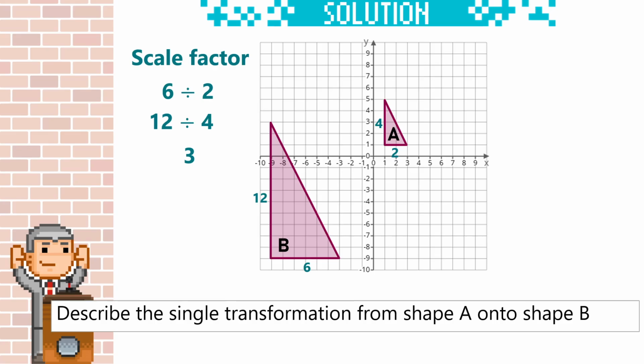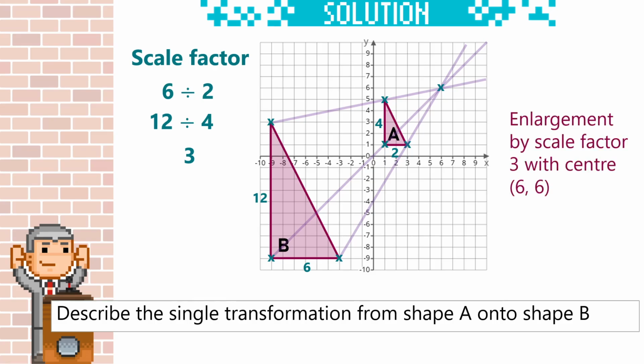To find the centre of enlargement, we're going to put our ray lines on for each vertex on shape A to each vertex on shape B, but we're going to carry them on. So we're going to put all our ray lines on, and you can see each of them join up perfectly and they overlap at 6, 6. So to finish off our answer, we need to say that we've got an enlargement with scale factor 3 and the centre of enlargement at 6, 6.